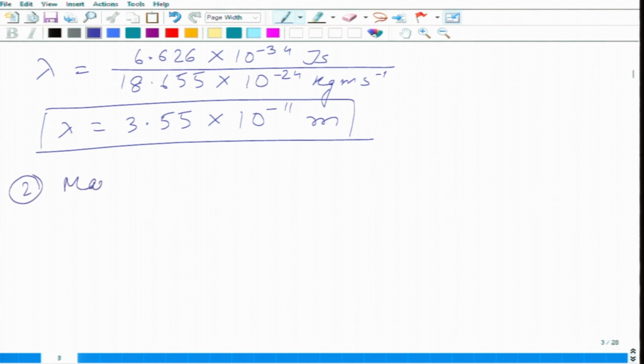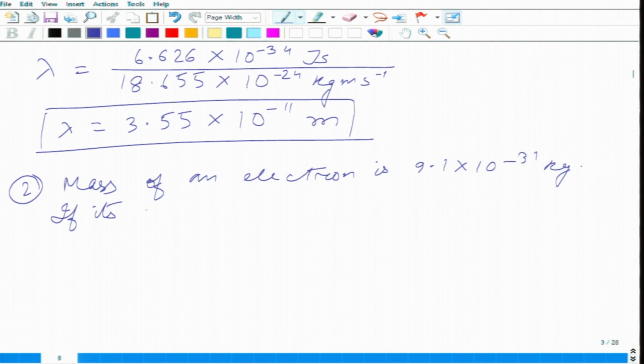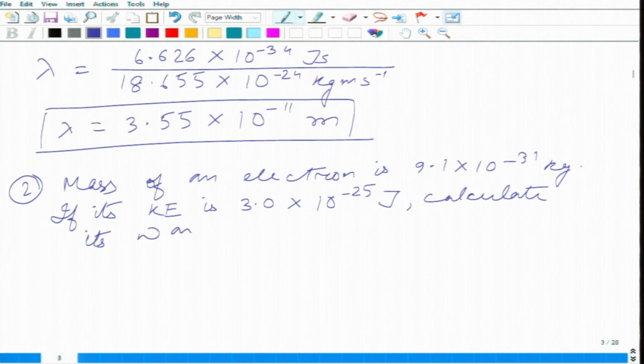Which says, mass of an electron is 9.1 into 10 to the power minus 31 kg, if its kinetic energy is 3.0 into 10 to the power minus 25 joule, then calculate its wavelength. Now what do we know?